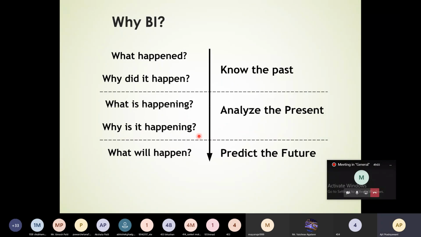And based on this, you can predict the future. What will happen? You can predict the future, and this is very important from a business perspective. If your business depends on this, how you grasp future opportunities and how decisions will take place in the department or in any organization matters. So that's why business intelligence is very important in any organization.